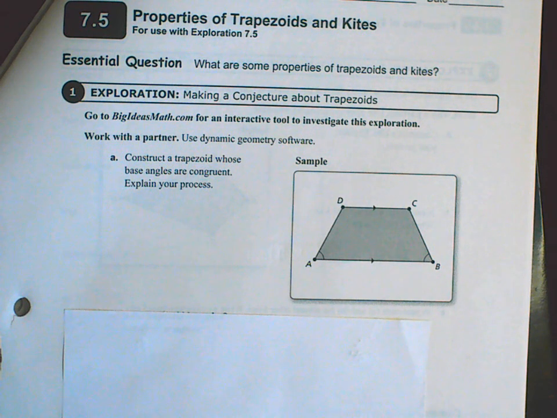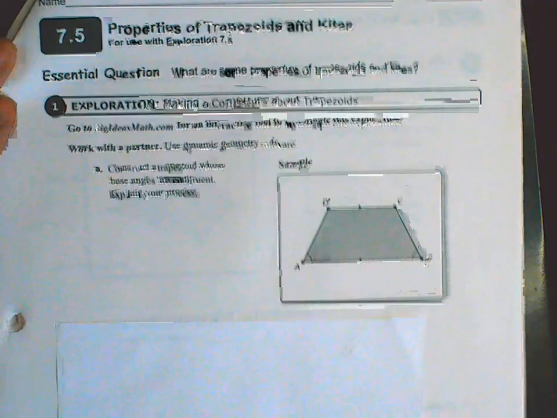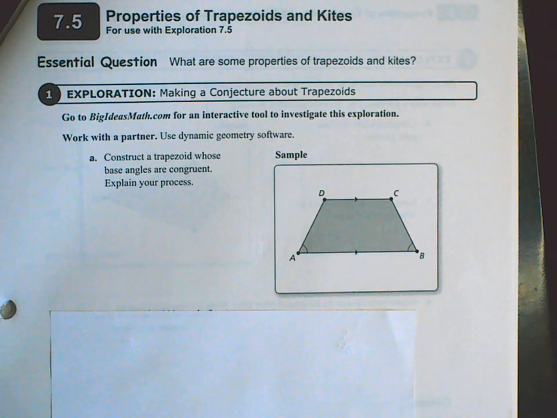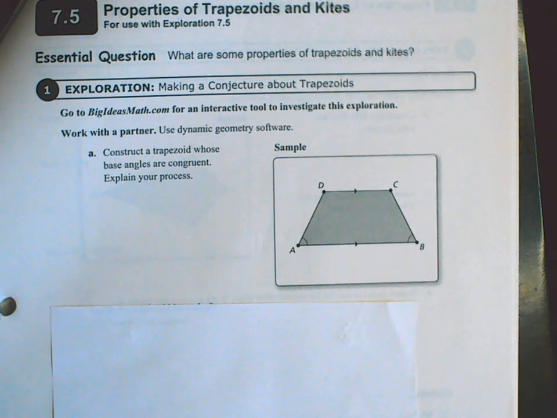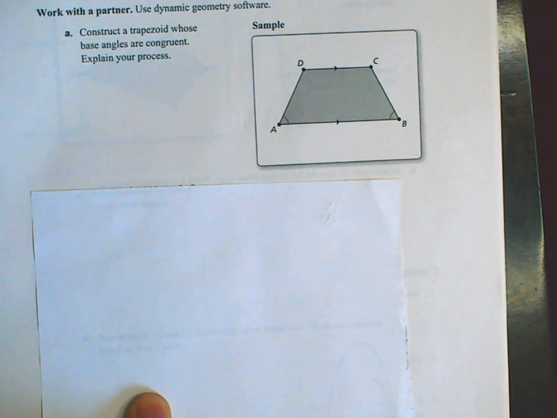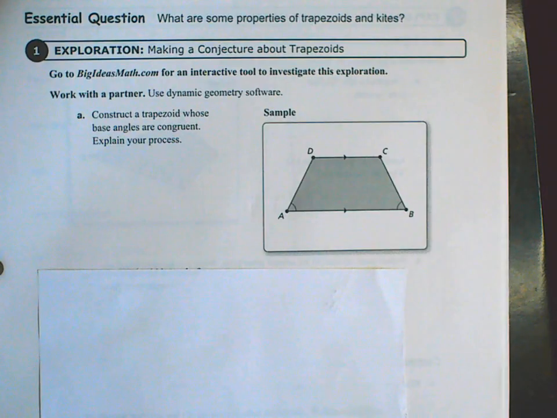Hi, welcome to the last lesson of Chapter 7, 7.5, Properties of Trapezoids and Kites. Now, to prepare for today's lesson, I need you to grab a half sheet of paper and cut it in half again and place it right on page 215. So go ahead and do that. Pause the video and then restart whenever you're ready.